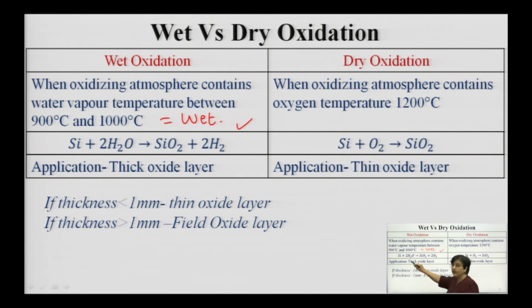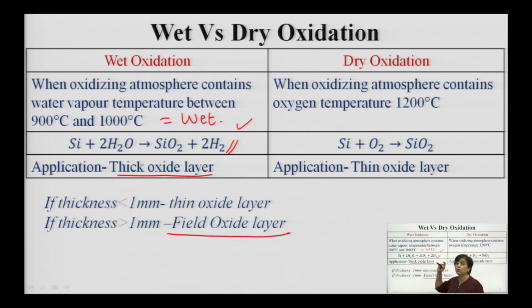The reaction is, many times we have done this, Si plus 2H2O: 2 molecules of water will react with one single molecule of silicon to form SiO2 and hydrogen. This hydrogen is basically a safety concern. The application of this is, since the oxide growth is very high, you have a thick oxide layer being formed. Wherever you need field oxides, you go for these kinds of oxide layers, that is wet oxidation.